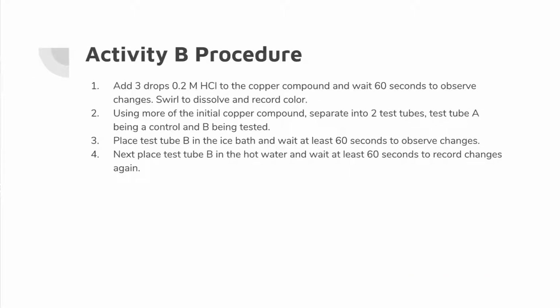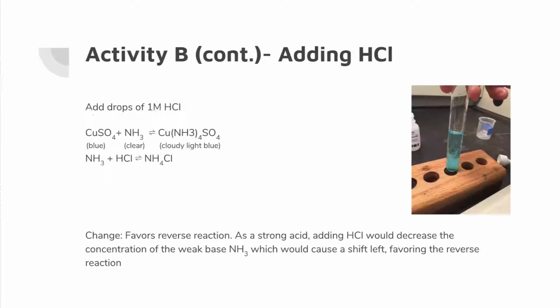Okay, so the activity B procedure can be split into two main parts. That's adding the HCl and then the two separate temperature tests. So we'll begin with the addition of the HCl. We're going to be adding 3 drops of 0.2 molar HCl to the copper compound and waiting 60 seconds to observe the changes, swirling to dissolve and record the color.